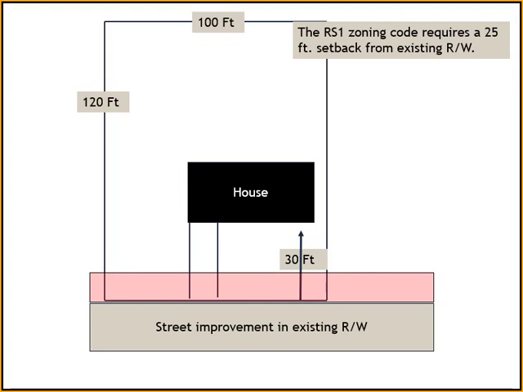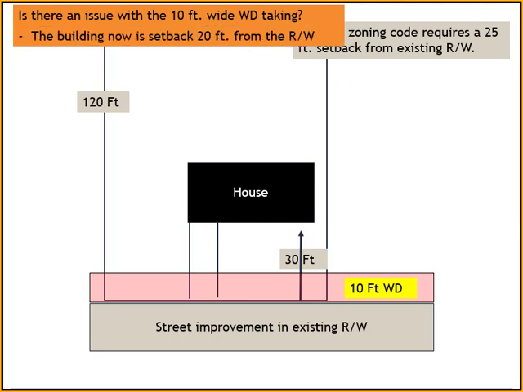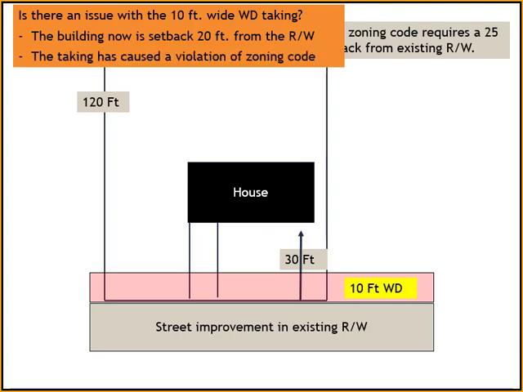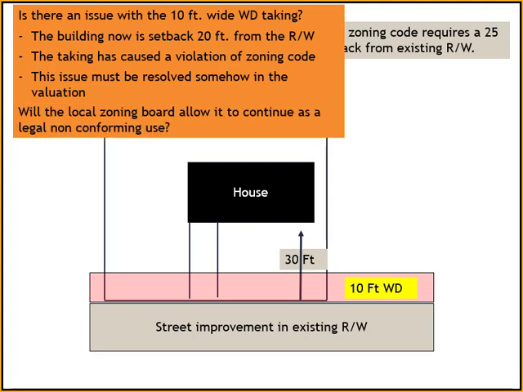So now we have a WD taking. That WD taking is 10 foot wide, so the setback is now 20 feet instead of 30 feet. Is there an issue with the 10-foot wide WD taking? Well, the building now sets back 20 feet from the new right-of-way. That taking has caused a violation in zoning code. That violation must be resolved by the appraiser somehow in this valuation.